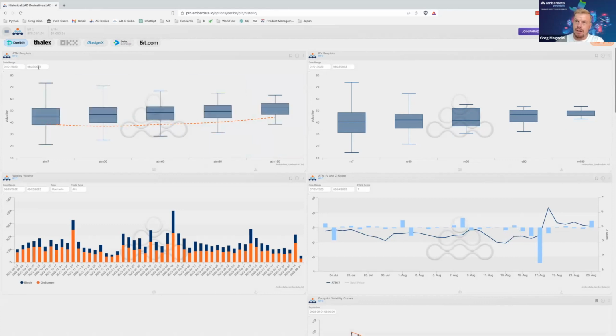What I'm doing here is I'm looking at year to date. This is the default, but I can change the date range as well. And what we'll see here is year to date, or whatever the default range I'm picking, I can see the distribution of the term structure. So you basically have box plots here where the wicks are going to be the maximum and the minimum extremes. The line through the box is going to be the median.